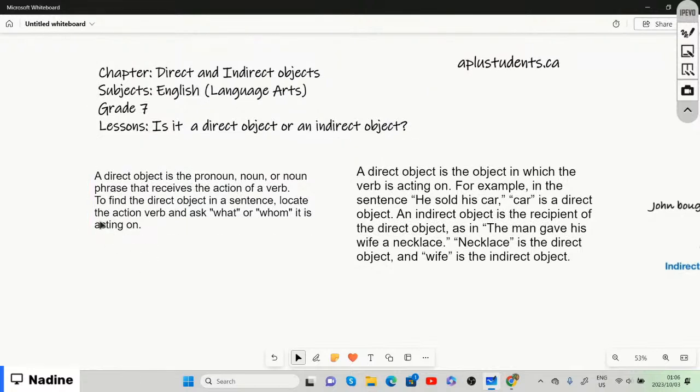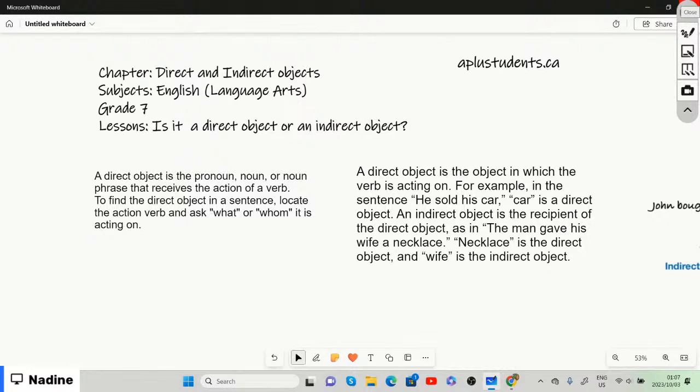And a direct object, right? If we define direct and indirect objects, a direct object is a pronoun, a noun or a noun phrase that receives the action of a verb. And to find the direct object in a sentence, we need to locate the action verb and ask what or whom it is acting on. So a direct object is the pronoun, or it can be the noun, or it can be a noun phrase that receives the action of a verb.